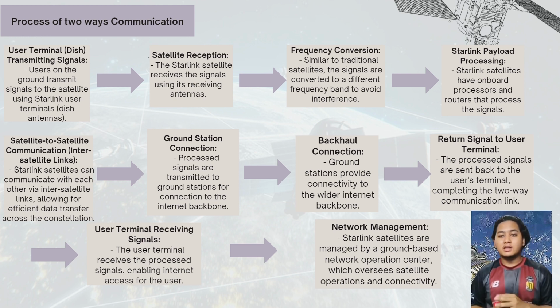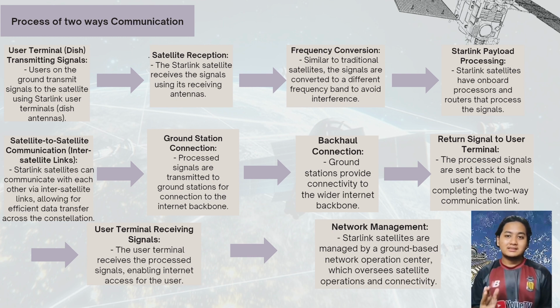The Starlink satellite are equipped with onboard processor and routers. This device handle the received signal by encoding, processing, and routing them efficiently within the satellite system. This is known as Starlink payload processing.